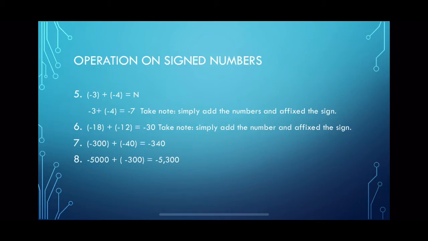Number 8, negative 5,000 plus negative 300 is equal to negative 5,300. For number 9, negative 20 plus negative 30 is equal to negative 50. So simply add the numbers and affix the common sign.